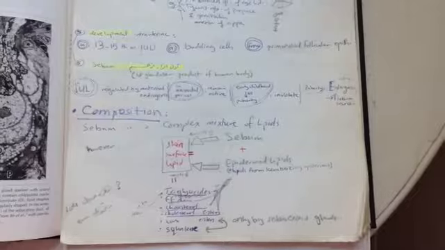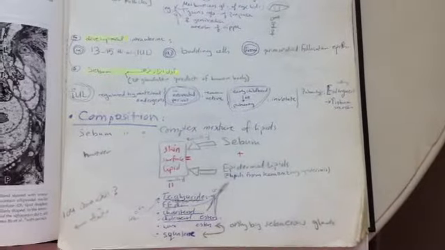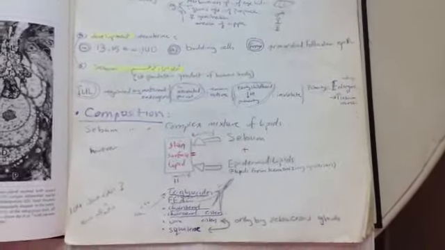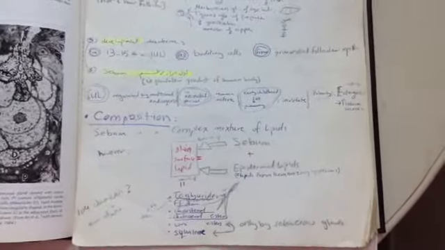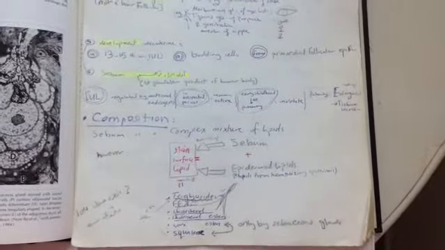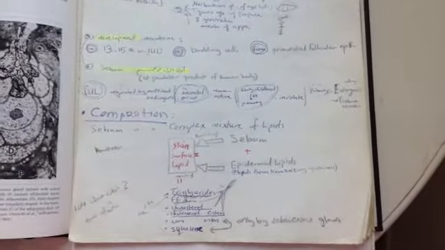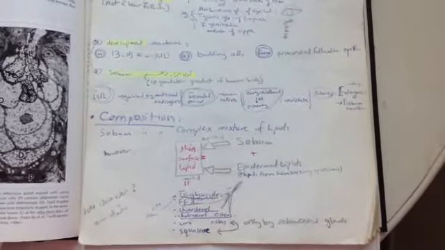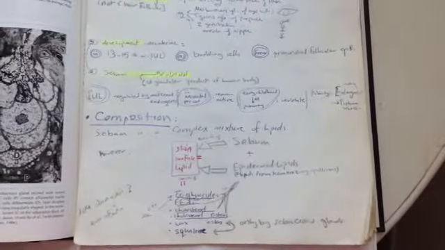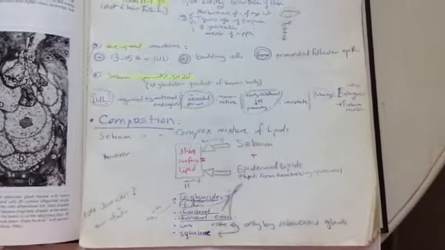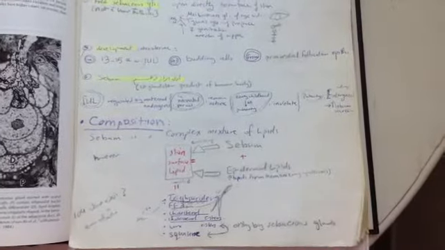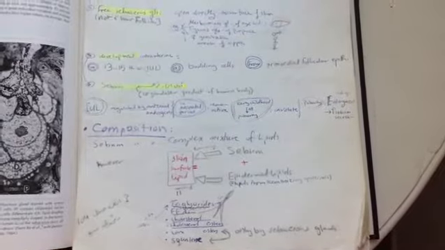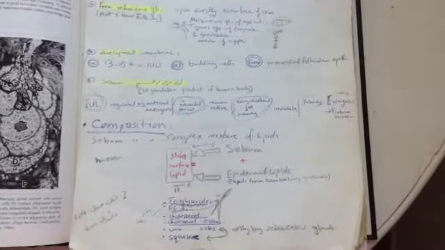The composition. The sebum is a complex mixture of lipids. The skin surface lipid consists of sebum and epidermal lipids. The epidermal lipids, which are the lipids from keratinizing epidermis, consist of triglycerides, free fatty acids, cholesterol and cholesterol esters. And the sebum forms triglycerides, wax esters, and squalene. The wax esters and squalene are made only by sebaceous glands.